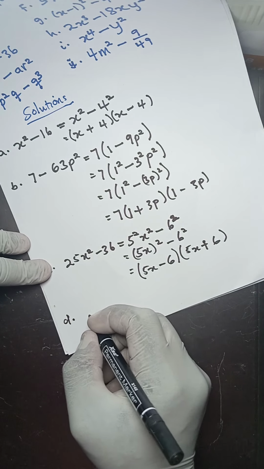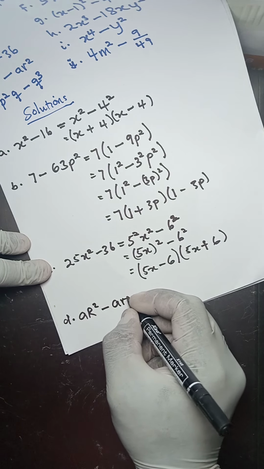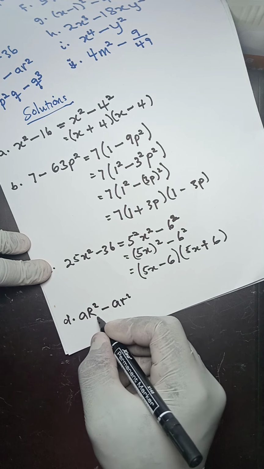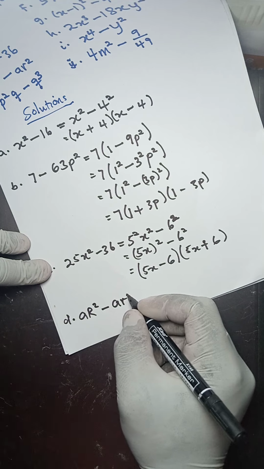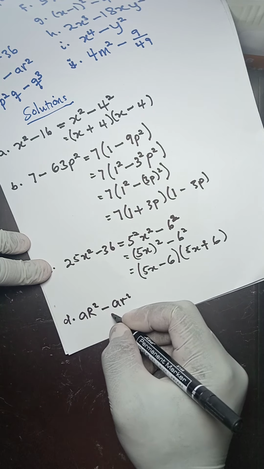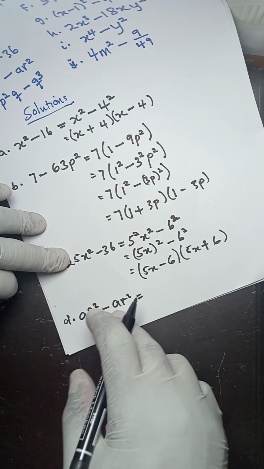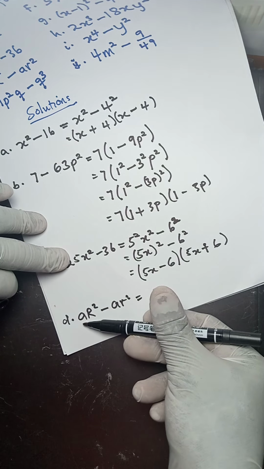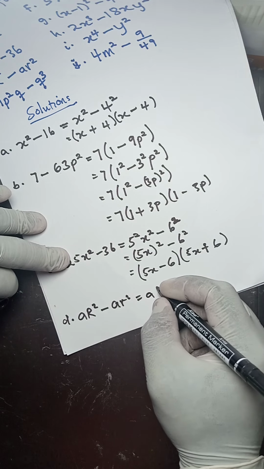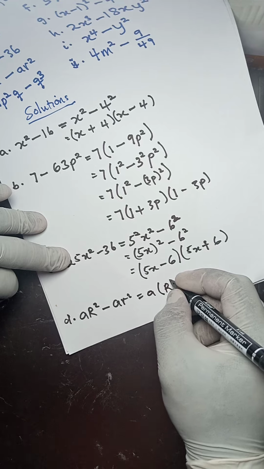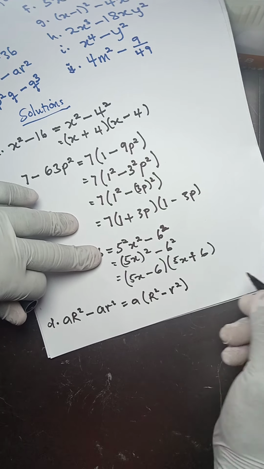So D, we have aR squared minus ar squared. Here we have a capital R squared minus a small r squared. You go through and see if you get a common factor. You can see that we have a and we have a, so a will come out as our common factor, leaving capital R squared minus small r squared.